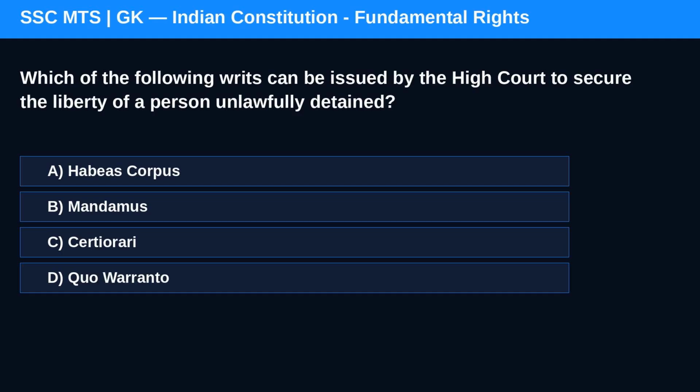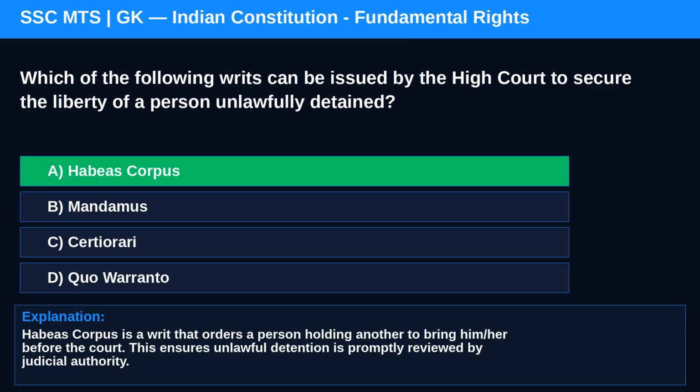Question 1. Which of the following writs can be issued by the High Court to secure the liberty of a person unlawfully detained? Option A, habeas corpus. Option B, mandamus. Correct answer is A. Habeas corpus is a writ that orders a person holding another to bring him/her before the court. This ensures unlawful detention is promptly reviewed by judicial authority.